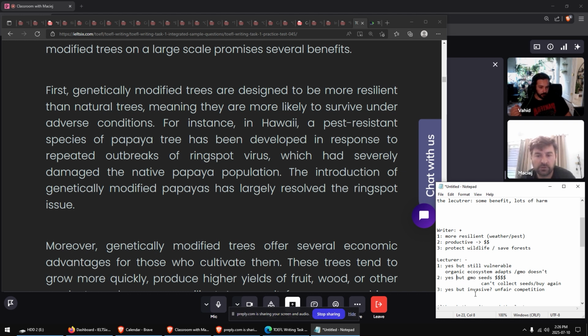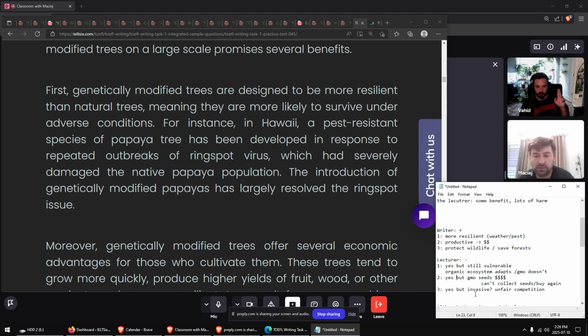Okay, so however, the lecturer believes that it could be beneficial, but okay, let's change the however's location. The lecturer thinks that it can be positive. However, he believes that organic trees easily adapt themselves against the pests.